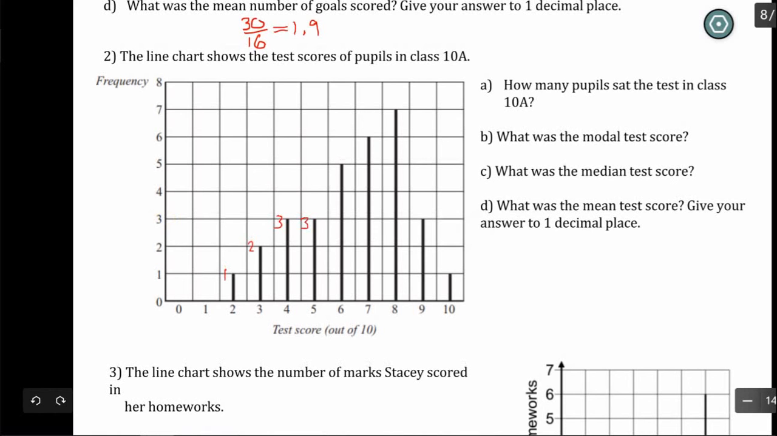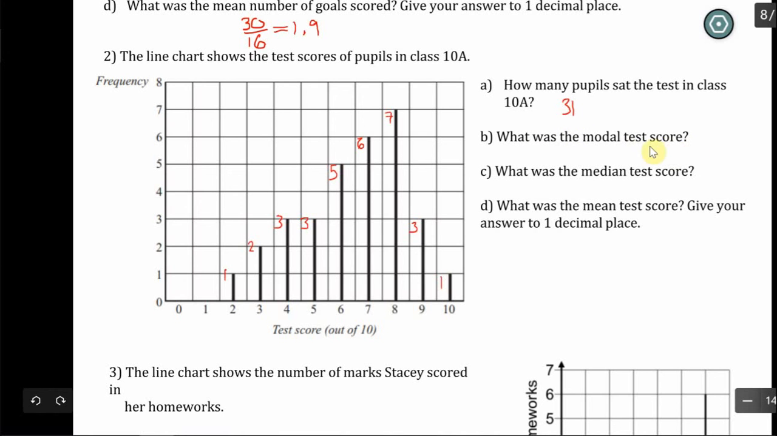3 people got a score of 5. 5 people got a score of 6. 6 people got a score of 7. 7 people got a score of 8. 3 people got a score of 9, and 1 person got a score of 10. So if I add all those numbers together, that's 3, 6, 9, 14, 20, 27, 30, 31. 31 people altogether, which sounds about right for a class, doesn't it? That's about the sort of number of people you get in a class usually.